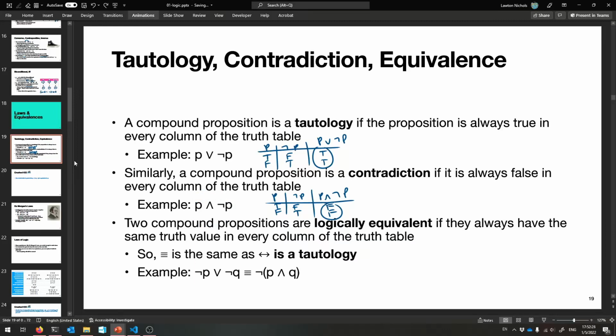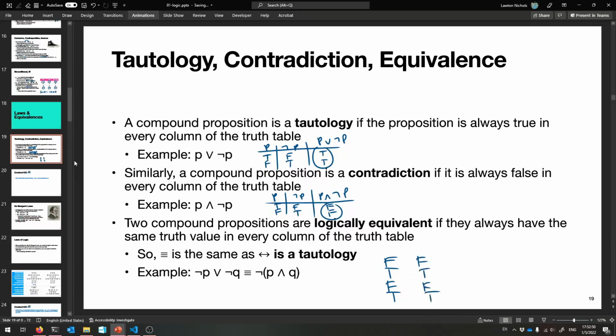And then let's talk about logical equivalence. So two propositions, two compound propositions, they are logically equivalent, we care about this, right, if they always have the same truth value in every column of the truth table. Like maybe it's like false, true, like one way makes it false, true, and then the other thing that you're trying to make sure is equivalent, it better also be false, true, right?